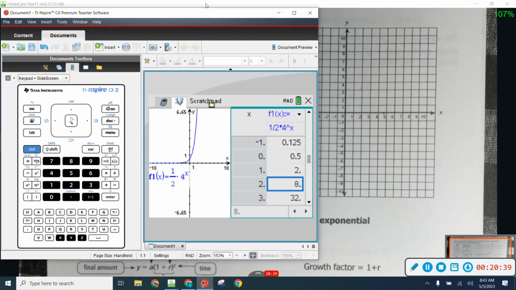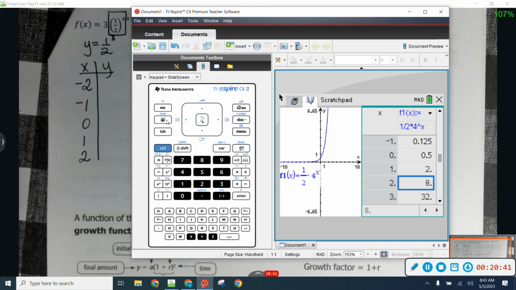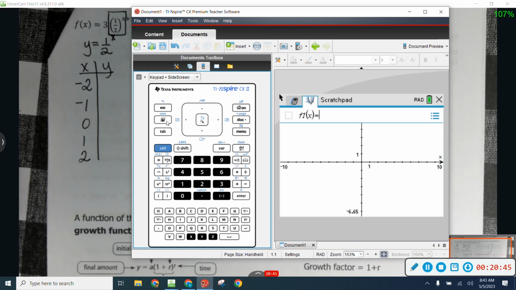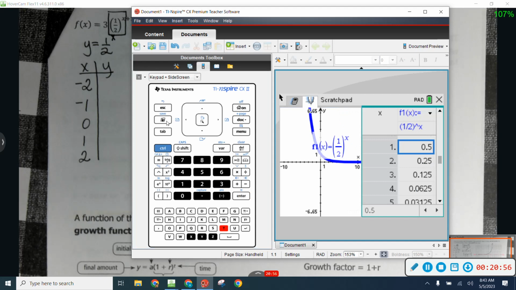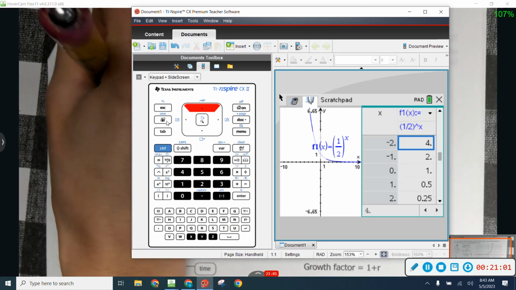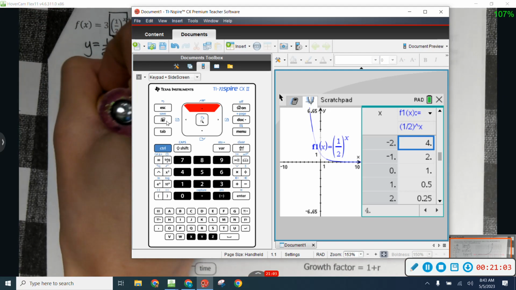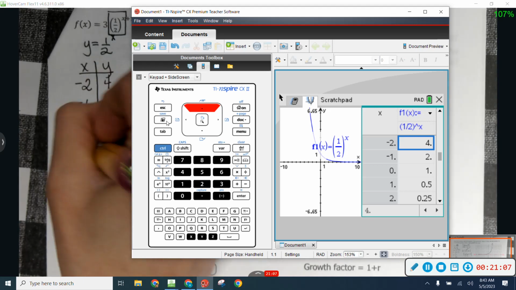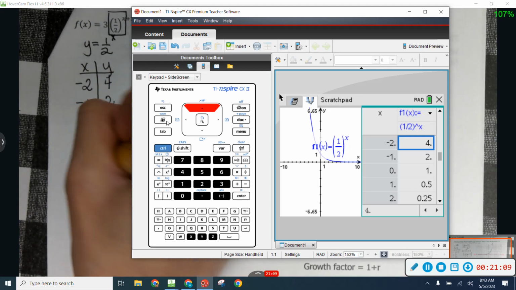So if you want to just type that in, my points would be (-2, 4), (-1, 2), (0, 1), (1, 0.5), and (2, 0.25).